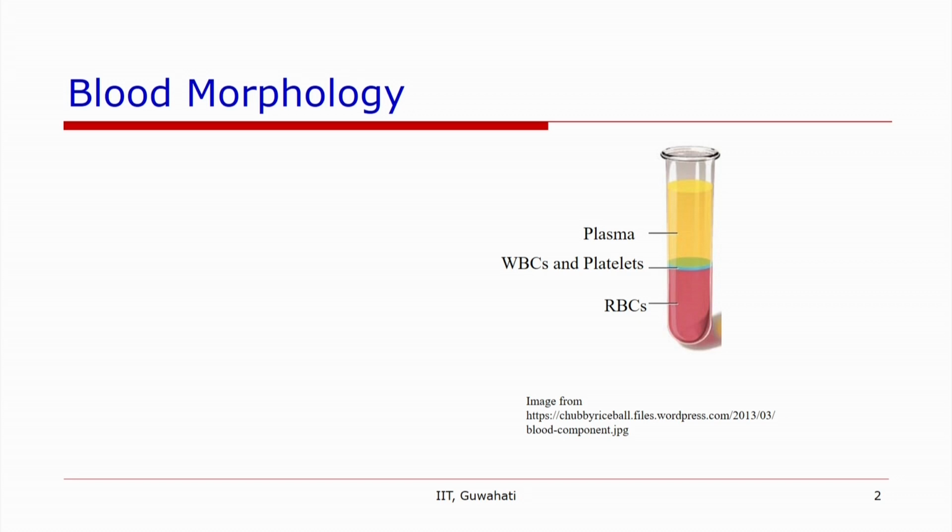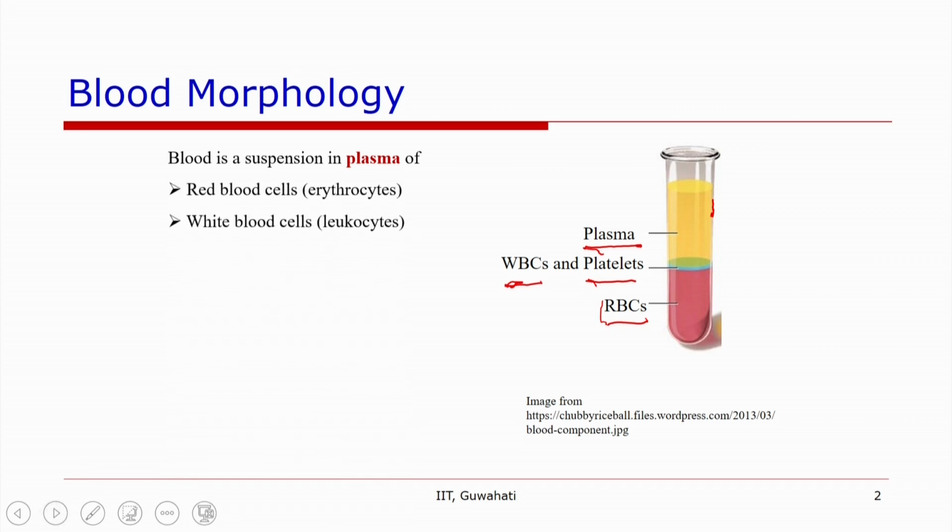As you can see in this image, if we separate the different parts of blood, it has a clear fluid called plasma, and in this plasma there are three different types of particles called white blood cells, red blood cells and platelets, which are suspended in the blood. Red blood cells are known as erythrocytes, white blood cells are known as leukocytes, and platelets are one of the major factors in the process of thrombosis or clot formation. So, they are also known as thrombocytes.